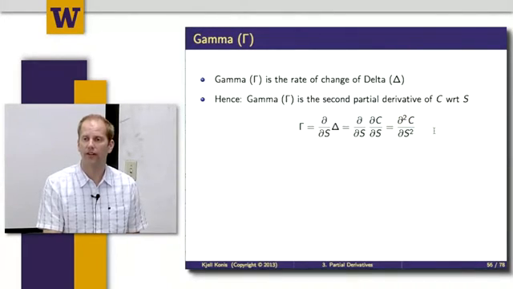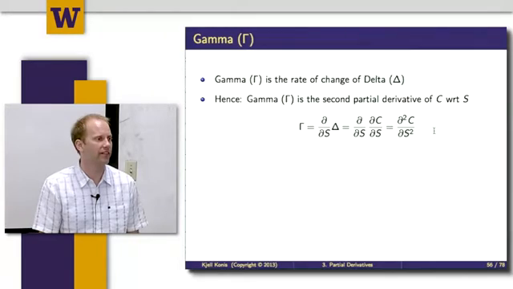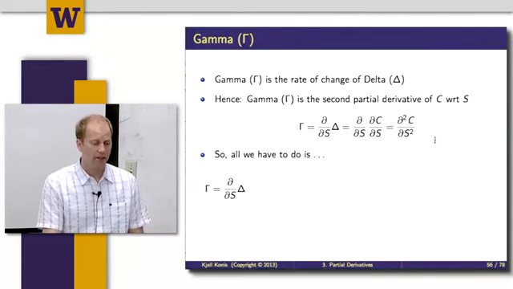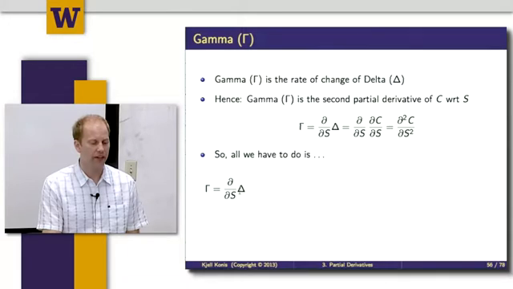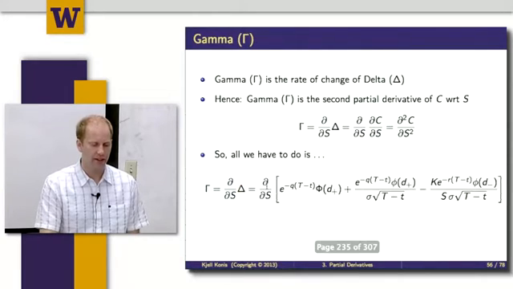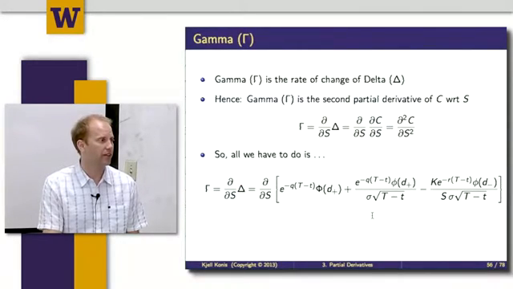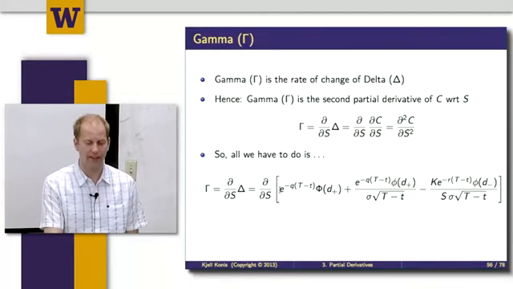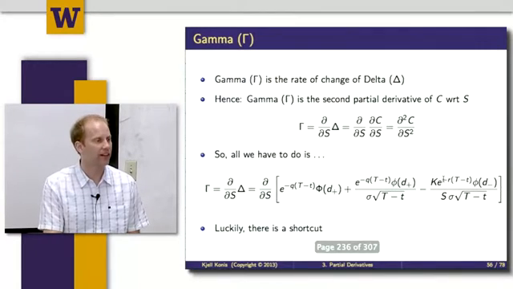But again, the way I'm going to compute it, since I've already computed this derivative for delta, I'm going to use that as a starting point rather than starting from scratch. So all we have to do, since we already have an expression for delta, is just take the derivative with respect to s of that again. But that turns out to be pretty difficult, because in the last set of slides, we had this three-term expression for delta. But luckily, there's a shortcut.